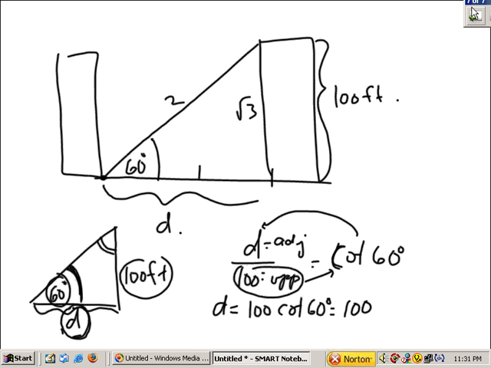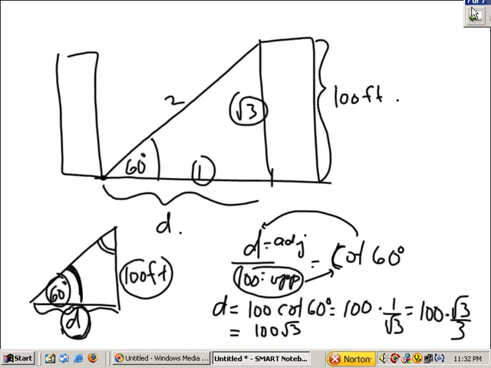So the cotangent of 60 degrees is adjacent over the opposite. It's 1 over square root of 3. So we have 100 times 1 over square root of 3. But 1 over square root of 3 is square root of 3 over 3. Final answers should not have radicals in the denominator. So our final answer is 100 times the square root of 3 divided by 3. That is your exact answer. Done. Finished. Exact.